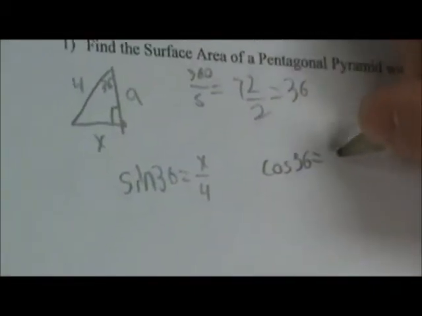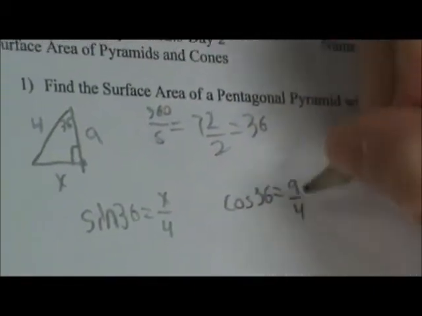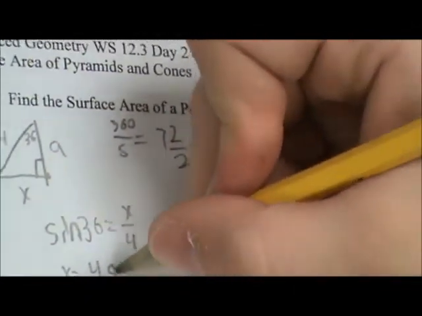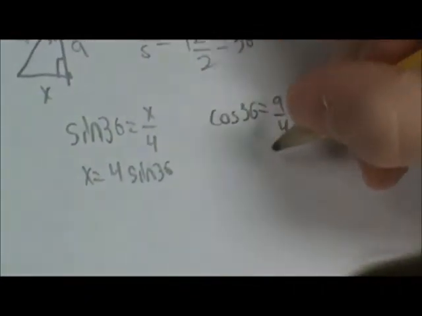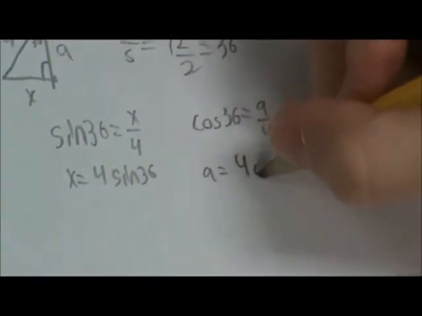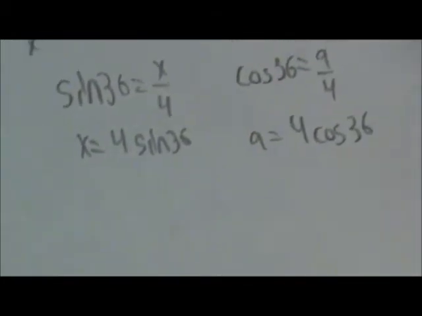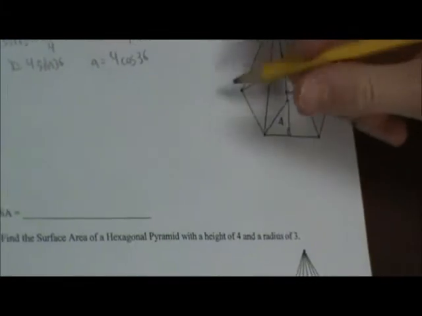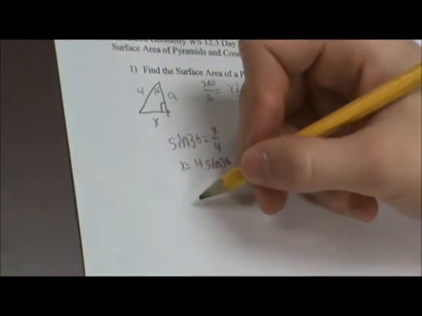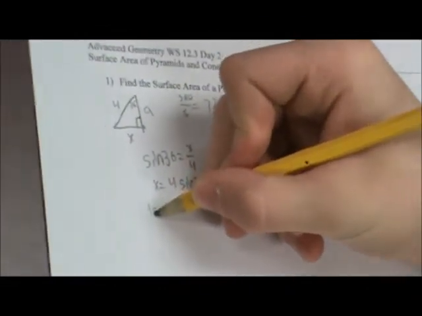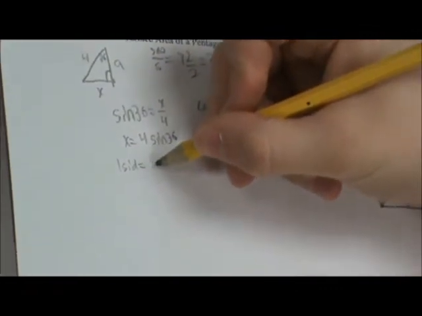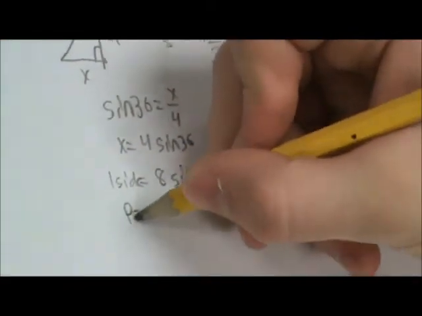So the sine of 36 is going to be x over 4, and the cosine of 36 is going to be a over 4. So then we just solve those. x is going to be 4 sine 36, and a is going to be 4 cosine 36. Then side 1 is just going to be 2x, doubling the 4, so that's going to be 8 sine 36. After that I do the perimeter, which is 8 sine 36 times 5, which would be 40 sine 36. So that's the perimeter.